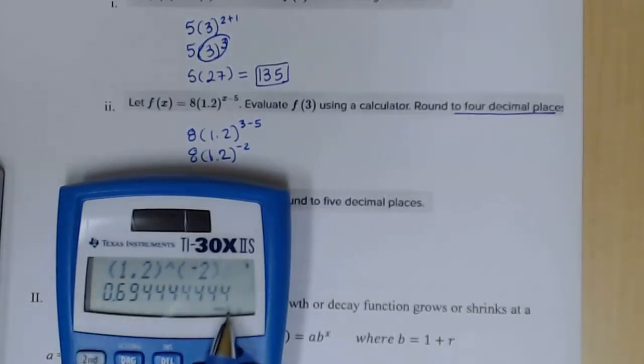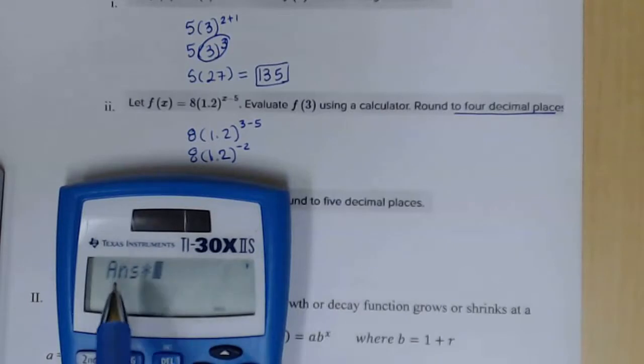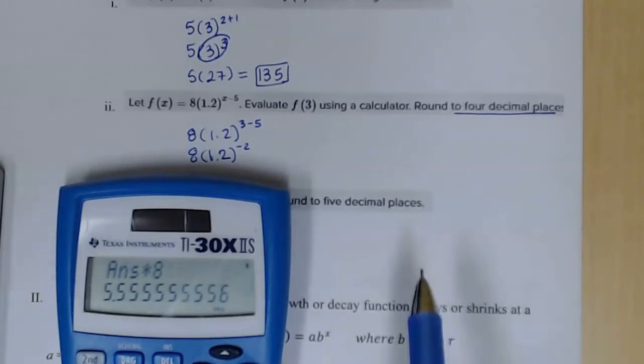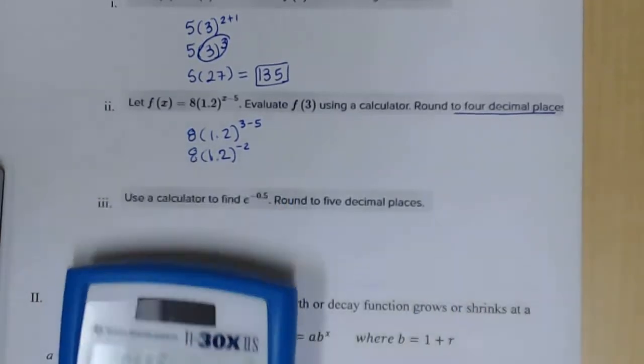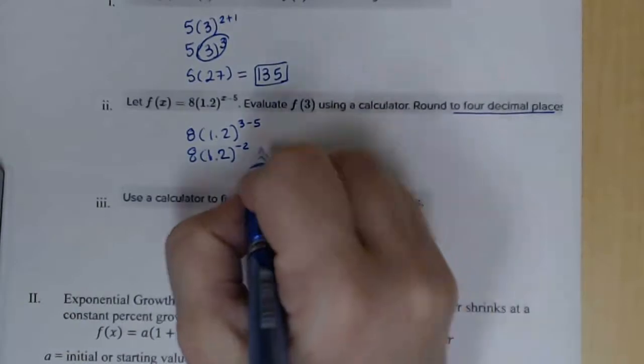So it gives me an answer. Now I'm not going to write that down because I'd have to round it, so I'm just going to leave it in my calculator. When I hit the times button, it takes my previous answer and multiplies it times 8. So I get this answer here. Now it told me to round to 4 decimal places. So let's take a quick moment to remember how to round.